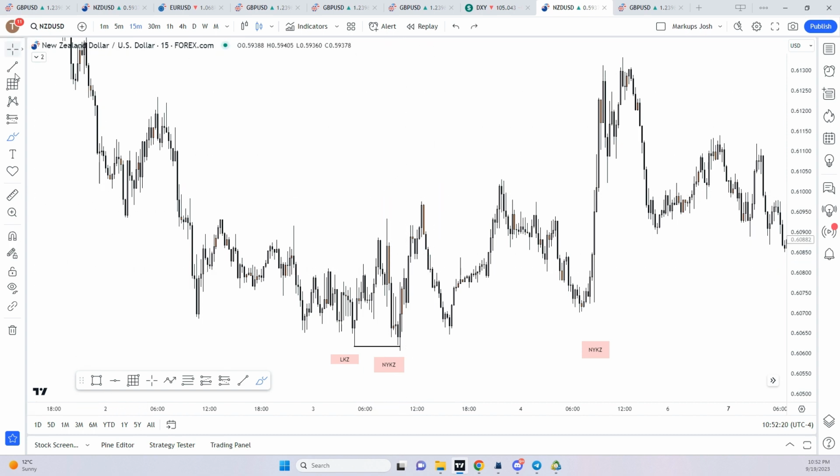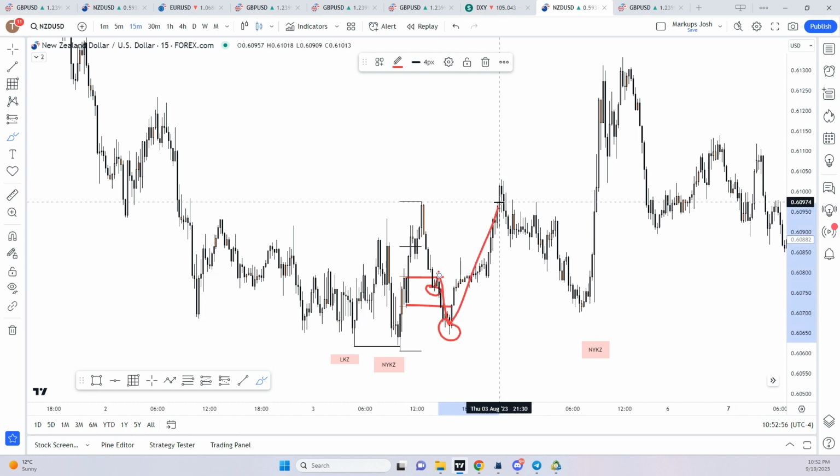So now basically what we're looking for is a return down into discount pricing, and not just discount. I personally like to use the lower 30% of the range because I find that this gives the most explosive moves, as you can see here. Whereas if you just use the EQ, you might say, okay, we've got a bullish order block here, which is in discount, and you might try to take a buy off here, and ultimately you end up getting stopped out before the true move happens and then runs.